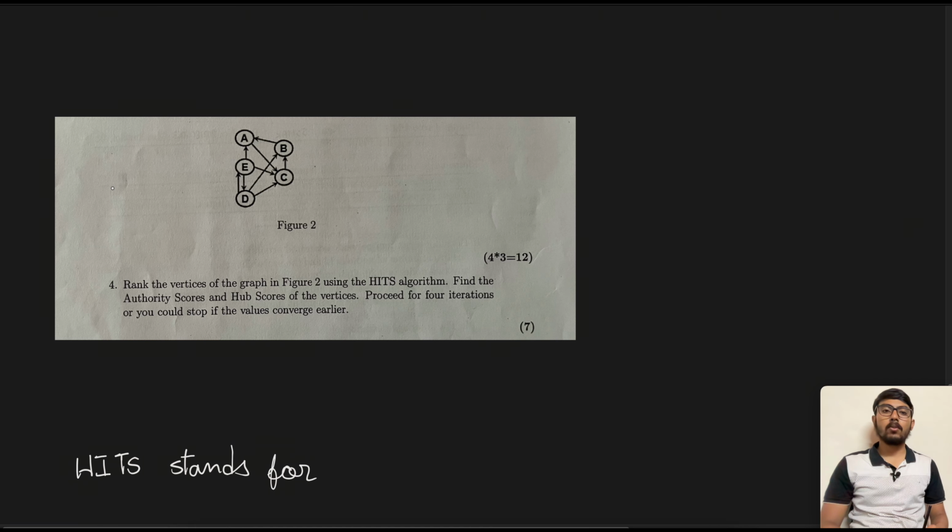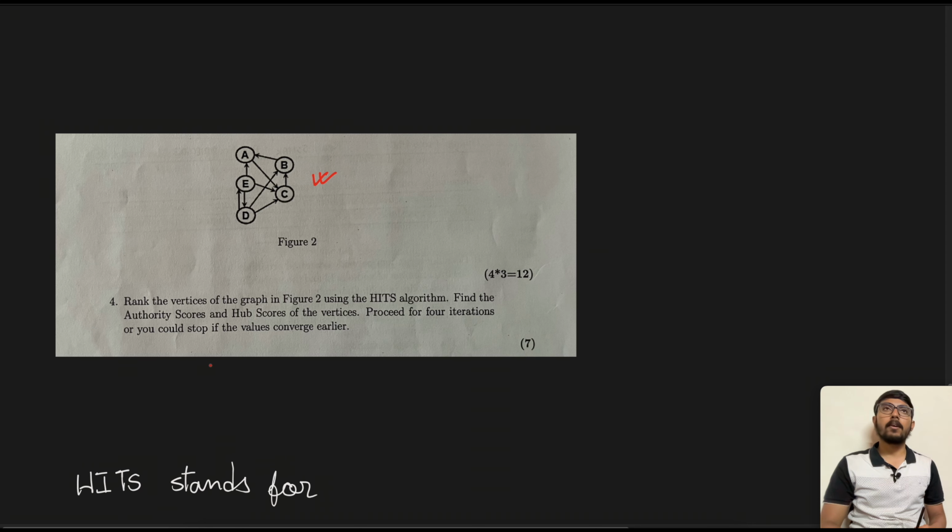Today we are going to look at a new topic, which is the HITS algorithm, and this is primarily used for searching across the World Wide Web and other large networks. So let's read the question first. Given is a graph. Rank the vertices of the graph in the figure using the HITS algorithm. Find the authority scores and hub scores of the vertices. Proceed for 4 iterations, or you could stop if the values converge earlier.